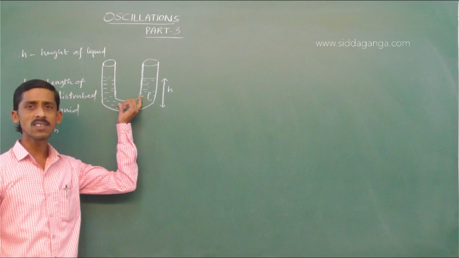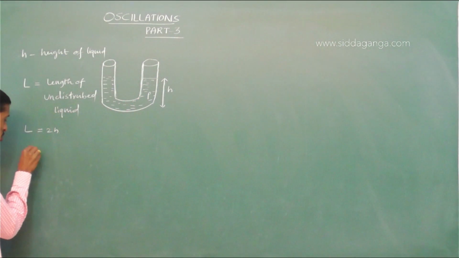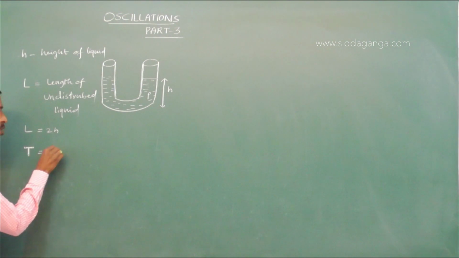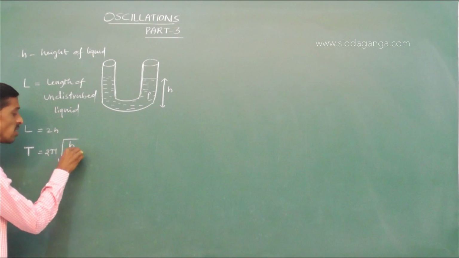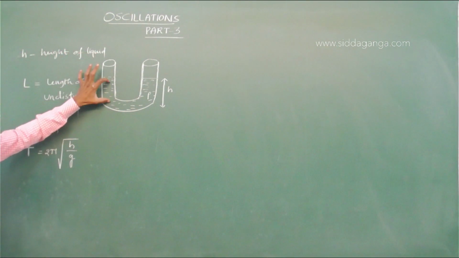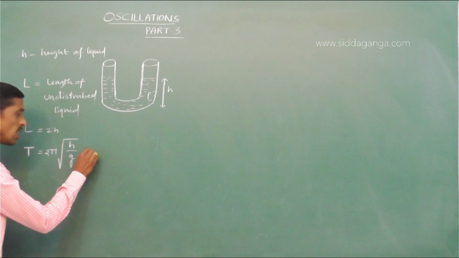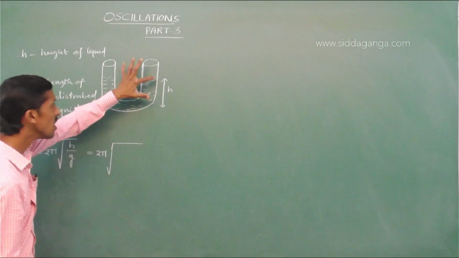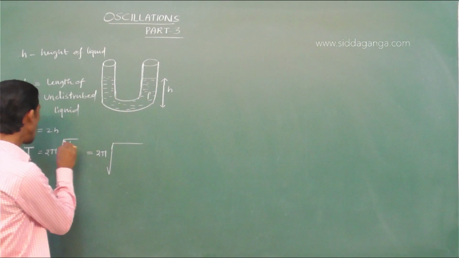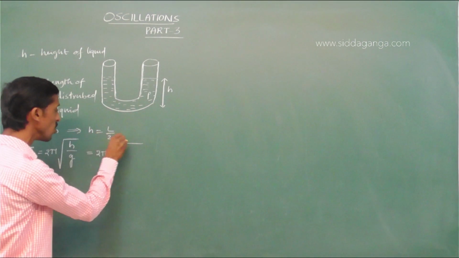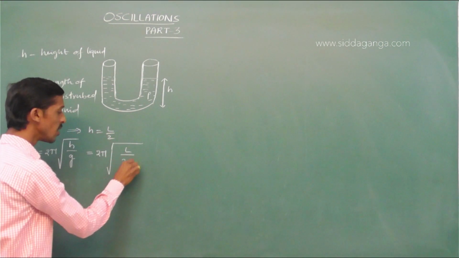As the liquid is exhibiting simple harmonic motion, here is its time period formula. Try to remember these expressions. T is equal to 2π root of H by g, where H is the height of the liquid in any one side. The same thing you can also write in terms of the length of the tube, that is the total liquid length. As we have seen, L is equal to 2H, so H can also be written as L by 2.